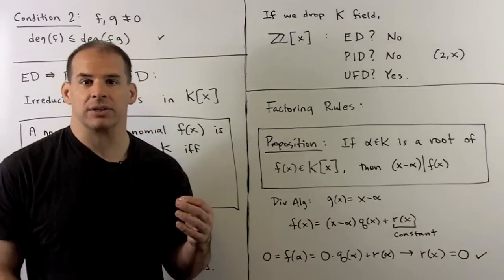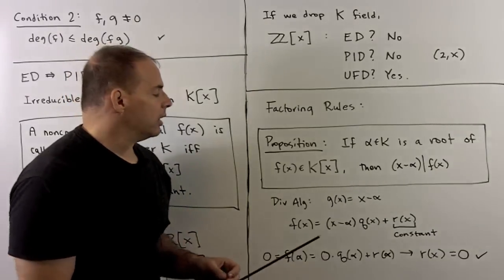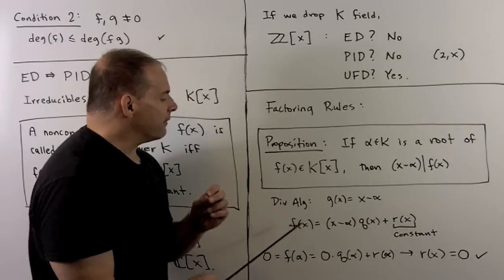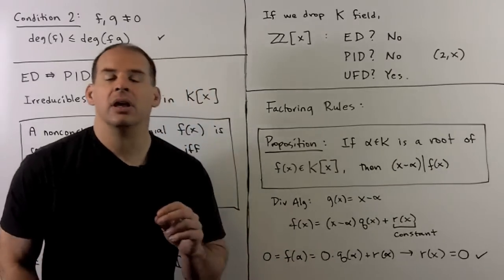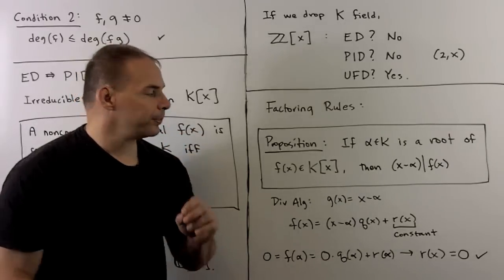divides f of x. This is just an application of the division algorithm. So here, I'll let g of x be equal to x minus alpha. I can write f of x as (x minus alpha) q of x plus r of x. The condition on r just reduces to r being a constant function.